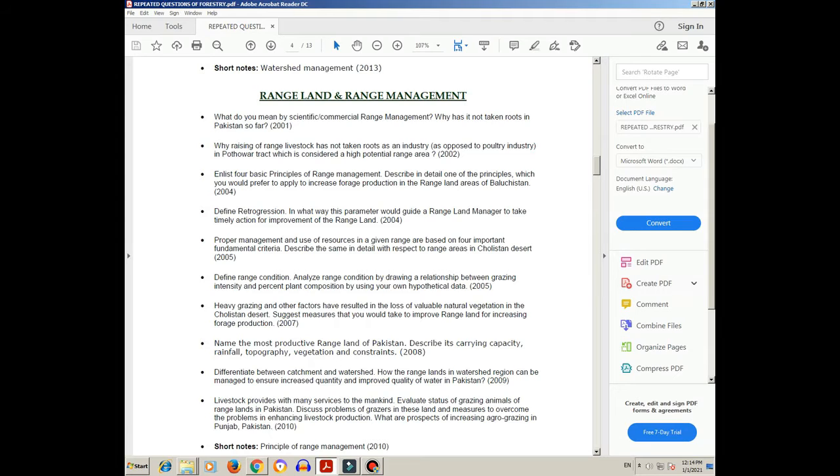2004 Proper management and use of resources in a given range are based on 4 important fundamental criteria. Describe the same in detail with respect to range areas in Cholistan Desert. 2005 Define range condition. Analyze range condition by drawing a relationship between grazing intensity and % plant composition by using your own hypothetical data.